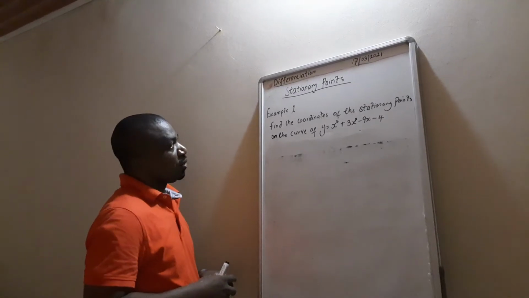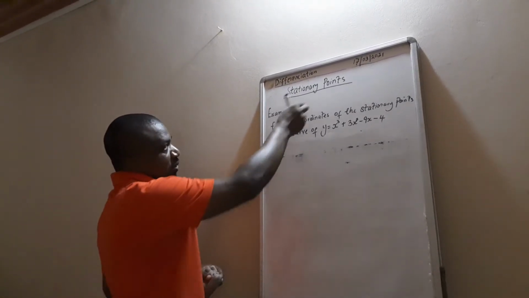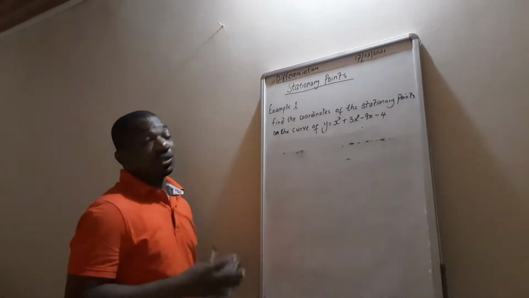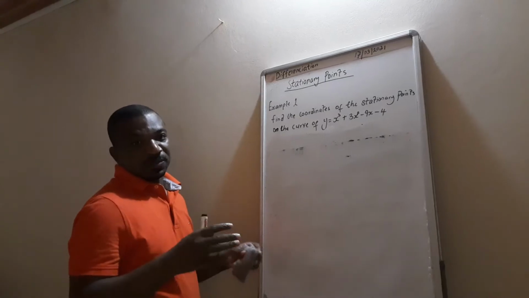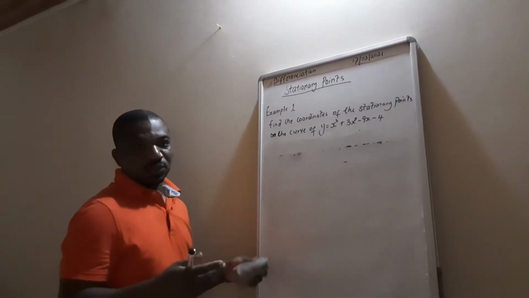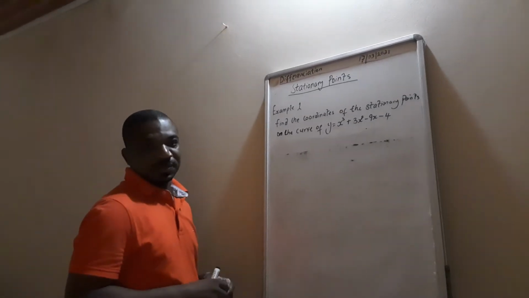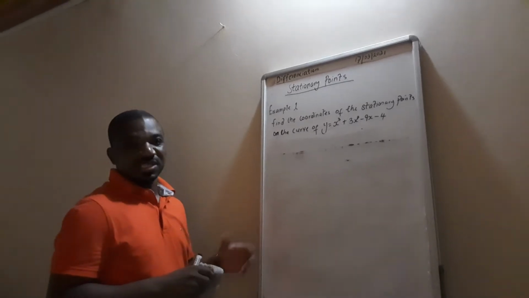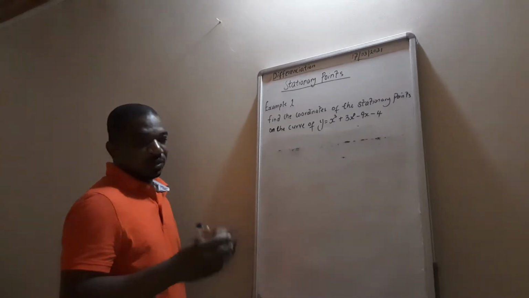Today we're going to deal with problems under stationary points. A stationary point of a function is a point where the derivative is equal to 0. It can also be called a turning point when the derivative sign changes from positive to negative.